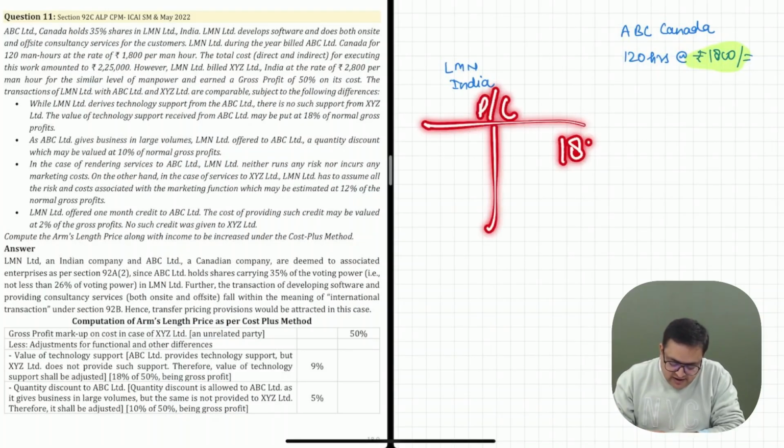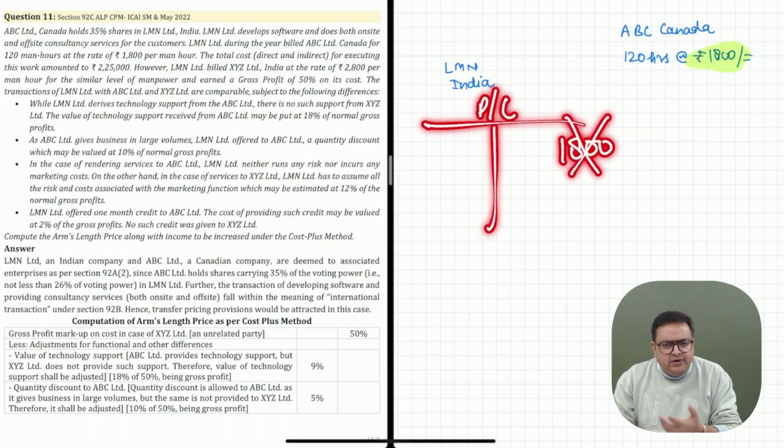We are recording it at rupees 1800 per hour. Might be this is not the correct price. It might be 2000, 2100, 2200, whatever it is, right? So let's say if it is more than 1800, then the Indian government will become happy. If the ALP comes less than 1800, the Indian government will become sad and they will not apply ALP in that case. Okay.